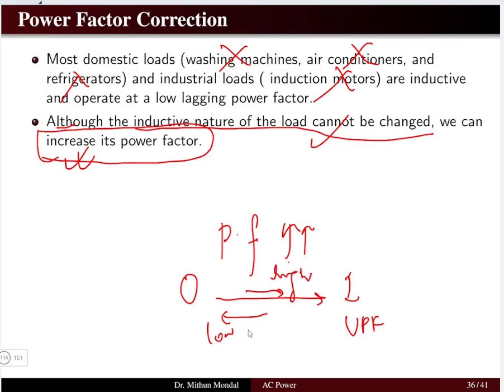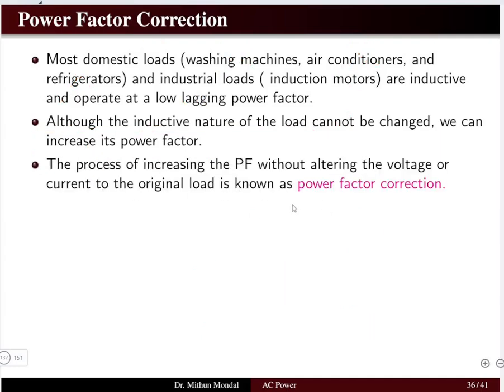Now, when the inductive load is there, you are going to the lower power factor condition. But that is not good because the power factor will be less and you want to increase the power factor. We are also going to study why we want to increase the power factor. That is known as the power factor correction method that we are going to see. So what is power factor correction? Power factor correction is a process of increasing the power factor without altering the voltage or the current.